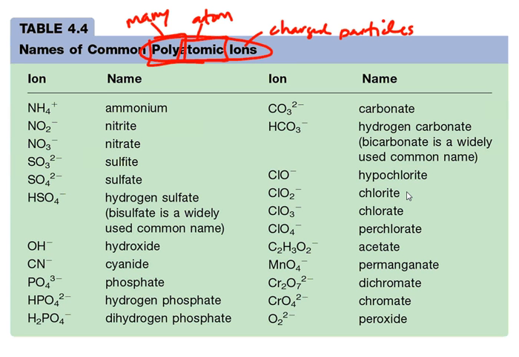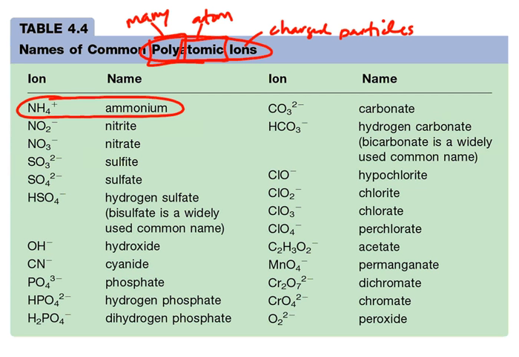One of them is the only cation we have on this table, which is the ammonium ion, NH4+. So when you hear things like ammonium chloride or ammonium nitrate and so on and so forth, that's what the ammonium is. Ammonium is NH4+.